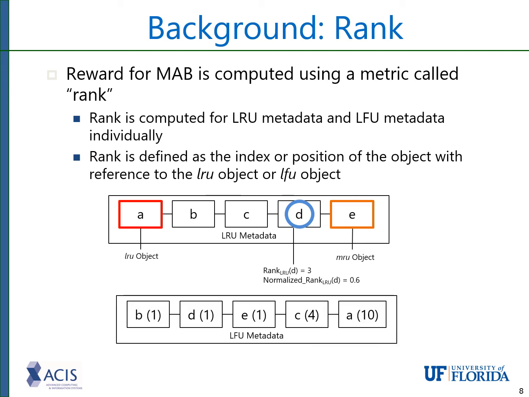Let's take a look at how the LFU metadata looks. Note that the ordering of the objects is different because in LFU metadata the ordering is based on the reference count. Thus, B becomes the LFU object with reference count of 1 at the head of the list, and A becomes the most frequently used object in this particular list at the tail. Computing the rank of D, we see that the index of D in LFU metadata is 1, thus the rank of D with respect to LFU metadata is 1, and the normalized rank becomes 0.2.